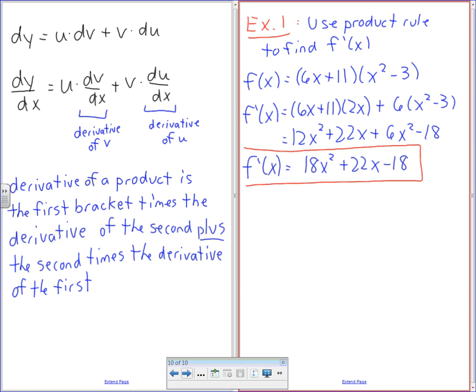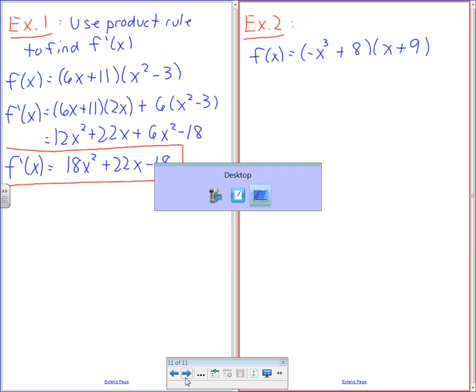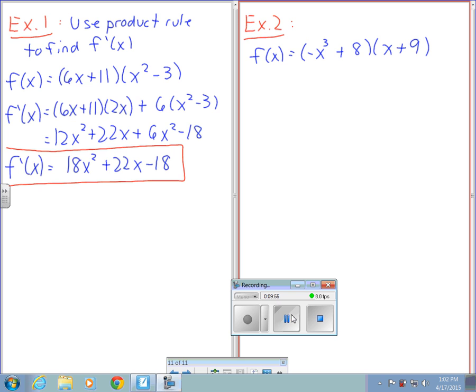All right, example 2. Here we go. And I'm going to pause the video, and Michael's going to take this one up. Example 2. It's going to say f of x equals negative x cubed plus 8 times x plus 9. To foil that out, you could do it, but it's going to be a mess. I'm going to try and get in the habit of using the product rule, because after this example, we're doing bigger things than this. So I'm going to hit pause on the video. Michael will take up the solution, and I'm going to stop it.